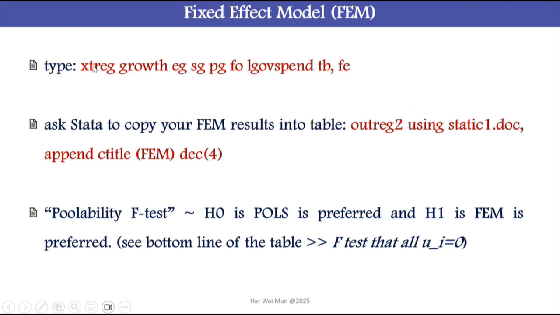Just now, you remember we did the pool OLS, it's just reg, then everything, because we treat the panel data as if it is a time series. So if you treat the panel data as panel data, you put xt. XT stands for cross-section and time, right? Then xt, comma, then FE. FE means fixed effect model. Okay? So we try this one.